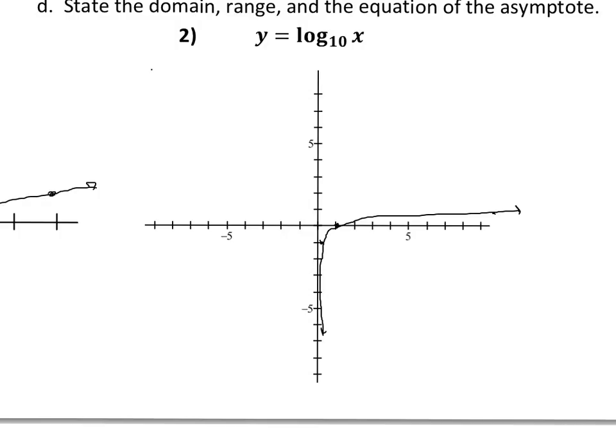Okay, so we've plotted our points. We know how to get those. Okay, what's my domain? 0 to infinity. What's my range? All real numbers, and what's my asymptote?